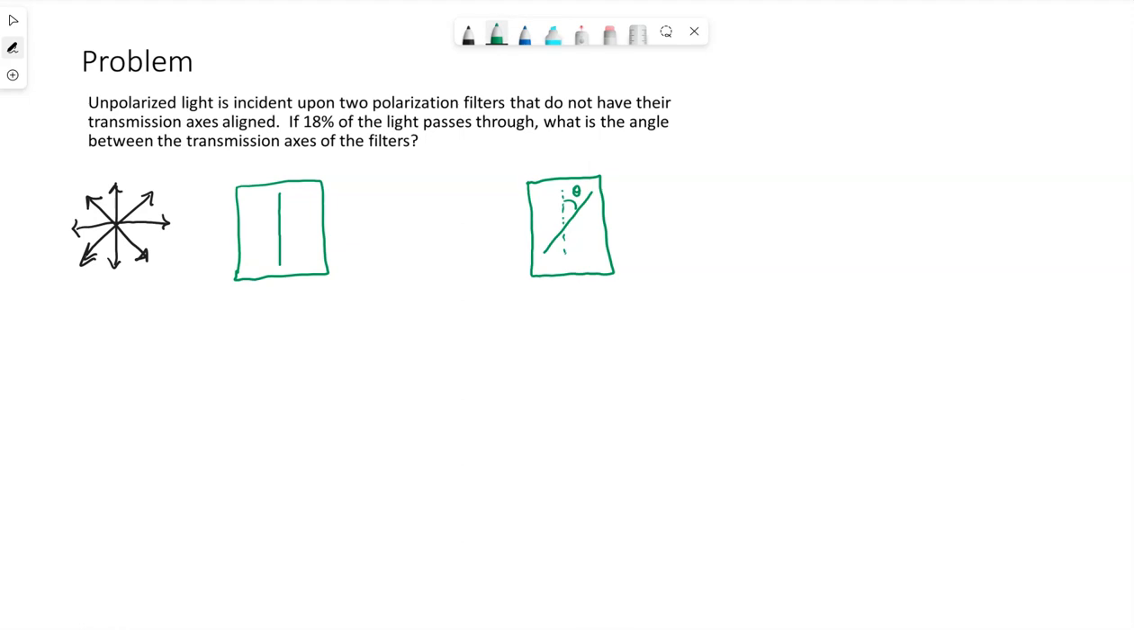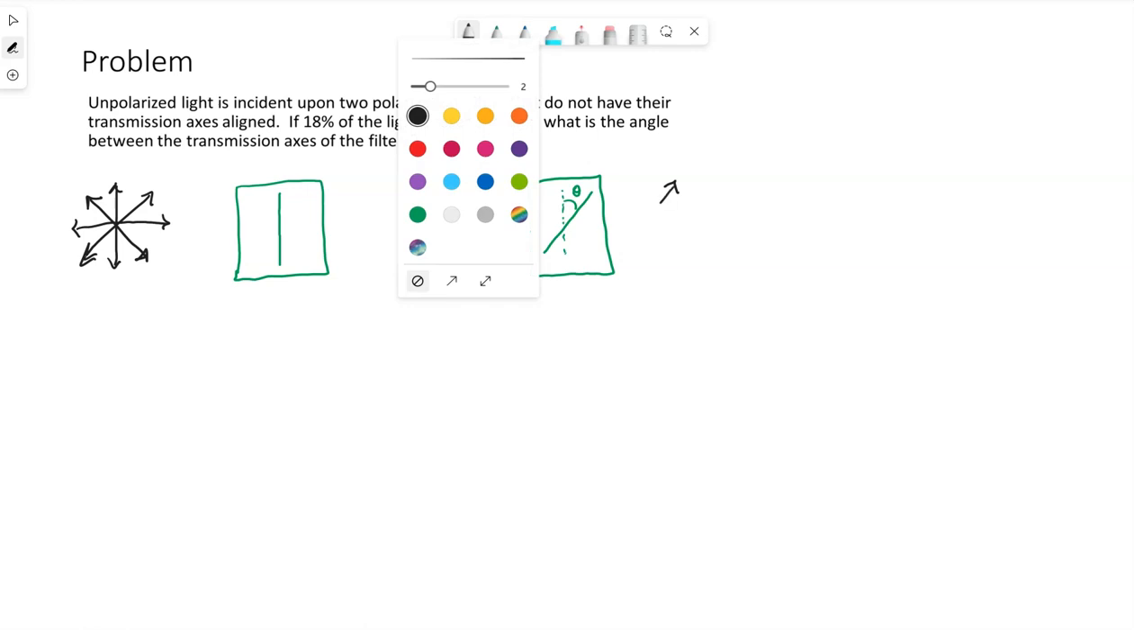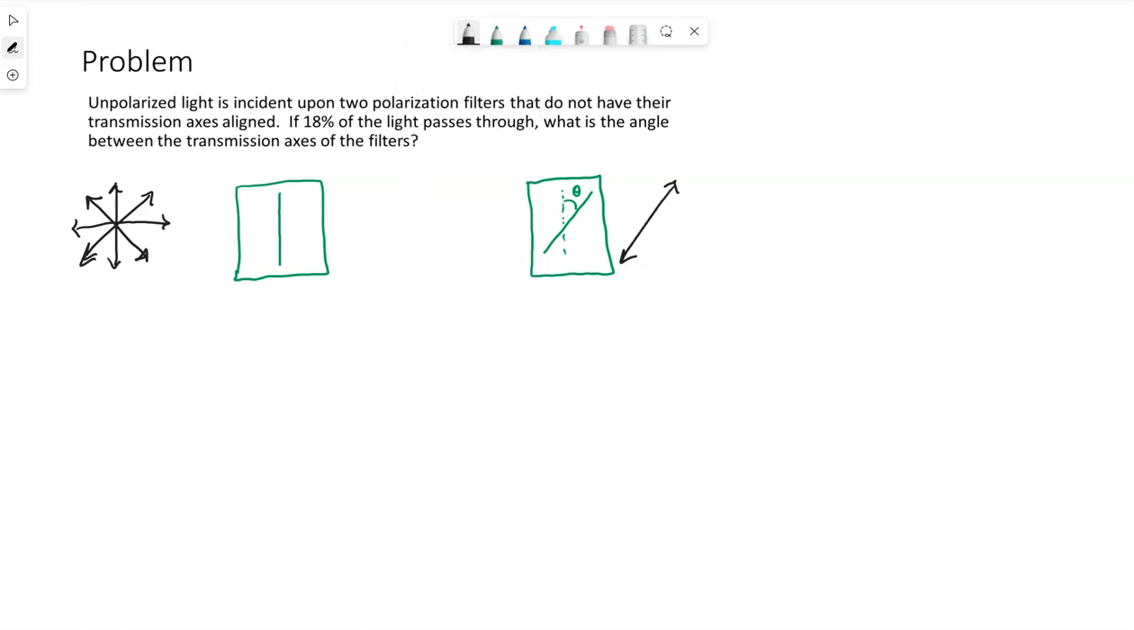We know that the final light that will come through this last filter will be oriented along the same line as this filter axis. We're told that this intensity is 18%. So that would be 0.18 of whatever the original intensity was. I'm going to call that I naught.